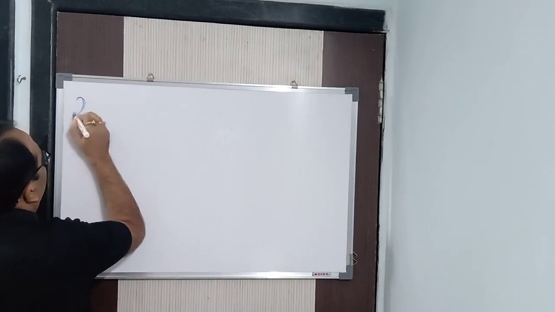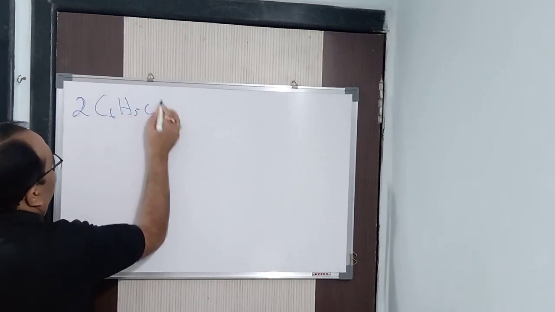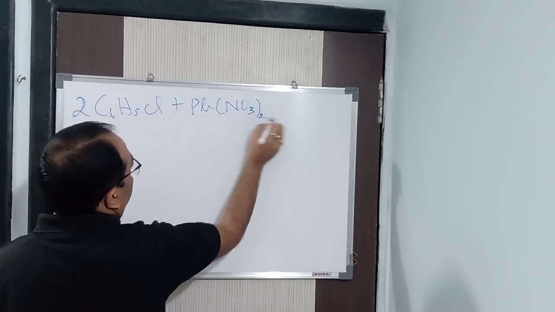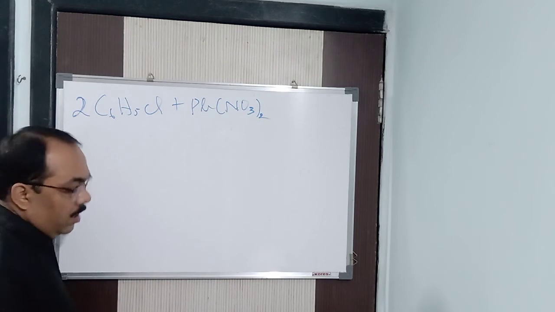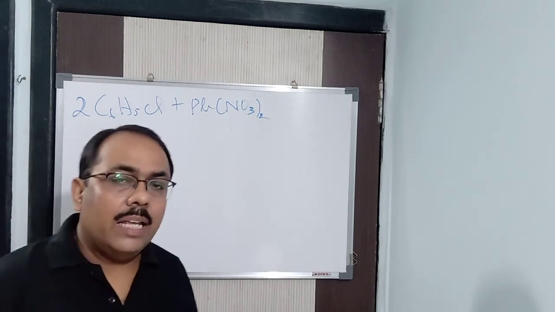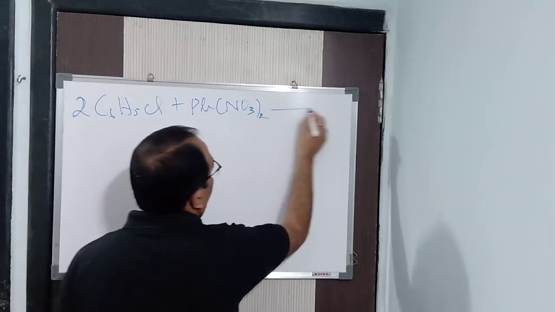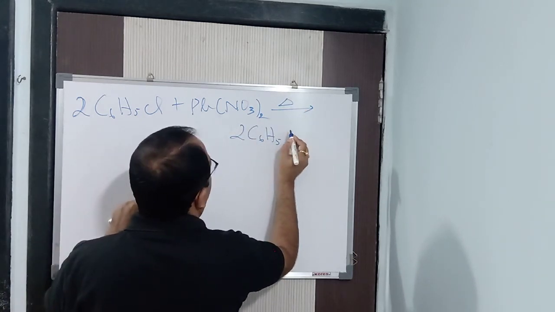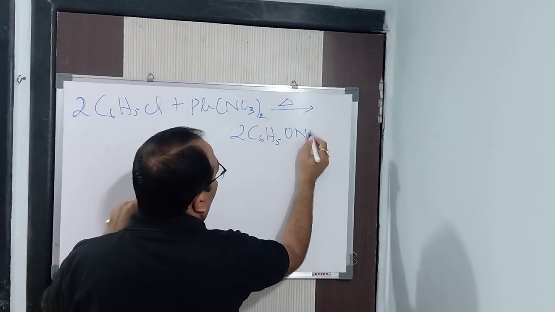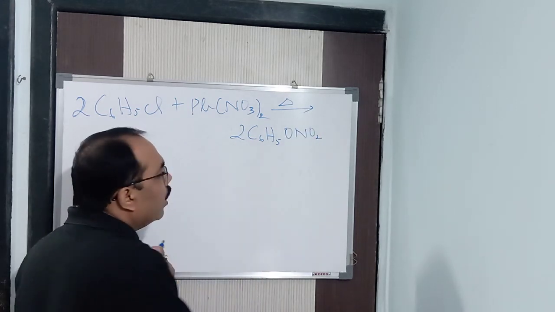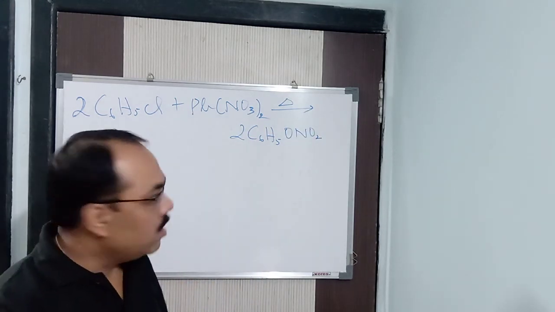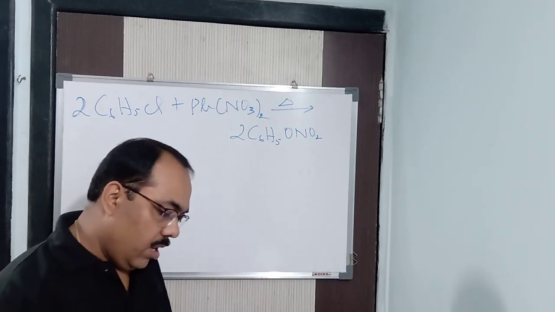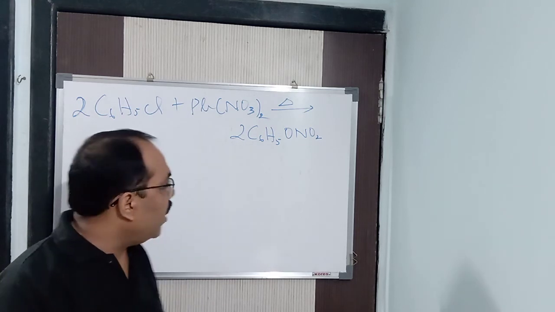So see here, two molecules of C6H5Cl, when it reacts with lead nitrate, Pb(NO3)2, which acts as an oxidizing agent. Got it? And heat it will be. So what am I going to get? I am going to get 2C6H5, because two molecules are acting. Now, nitrate will break up to form ONO2. I can write it in this way. What is the harm? Instead of NO3, I have written ONO2 because it is a nitro compound. Got it? Fine.